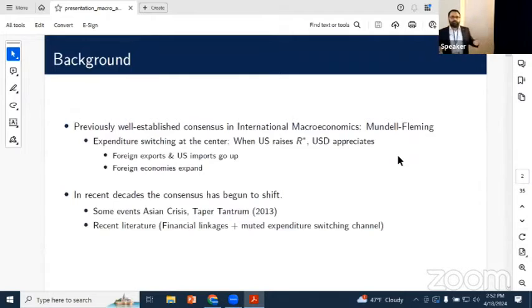Now, if we go back like 30 years, up until maybe the 2000s, there was an established consensus in international macroeconomics, summarized by the Mundell-Fleming framework, according to which you should never touch the exchange rate. So expenditure switching is at the center, and whenever there's a financial shock to your country, the exchange rate is going to handle that. In particular, if the US raises interest rates, your exchange rate is going to depreciate, which is going to allow you to export more.